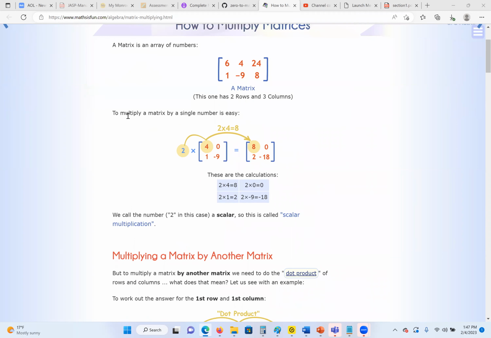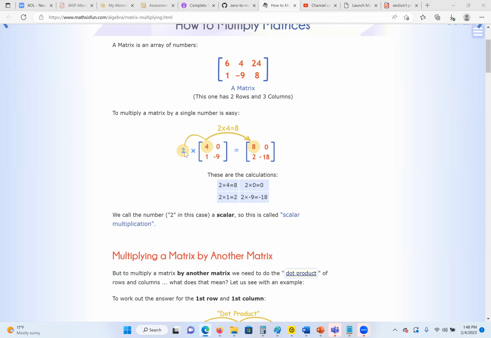Now, first, we're going to multiply a matrix by a single number. Normally, we call a single number a scalar. So here we are doing a scalar times a matrix, a multiplication or a product. Now, a vector is 1 row or 1 column of a matrix. So when we have a matrix with only 1 row, let's say 1 by 3, only 6, 4, 24, then we can say it's a vector. So let's see how this multiplication works.